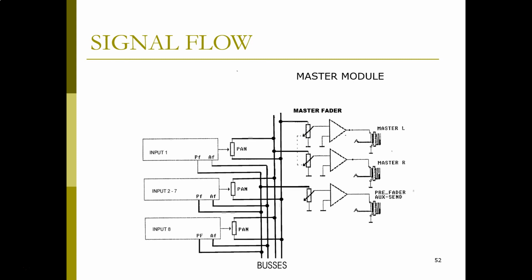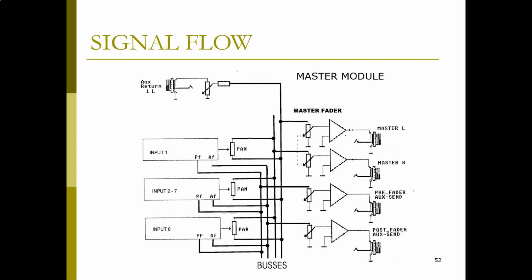You then have the pre-fader aux send, and then you have the post-fader aux send. And again, those are separate volume controls or faders for each of those, and they have their own buffer amplifiers. There is also an aux return for the left channel and an aux return for the right channel, and these allow you to have those effect units, the reverb units or the external EQ, come back directly to the left and the right master outputs of your console.